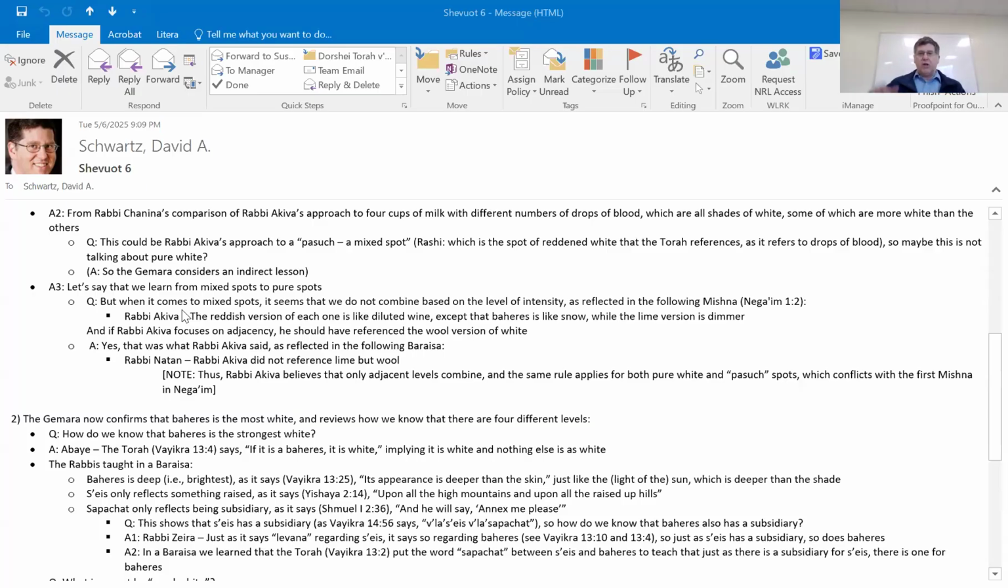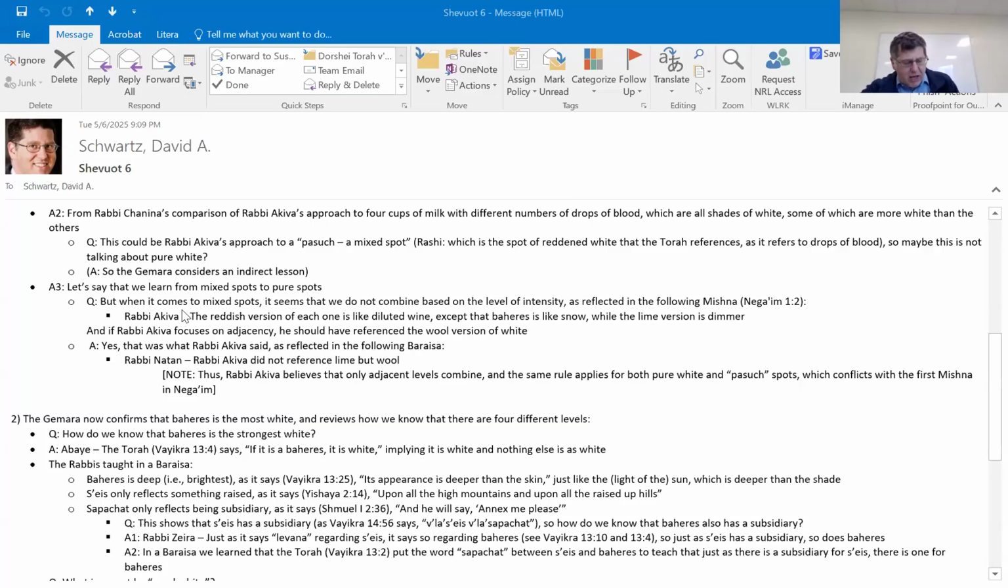So now we've analyzed that. We're going to get back to the rabbis' view of combining 1 with 3 and 2 with 4 in a little bit, and we're going to get some analogies. But before we get there, we're now going to go through the different levels and start with Baharis, the most white, and how we know about it. Uminalan de Baharis azahi. How do I know that Baharis is the strongest of them all?